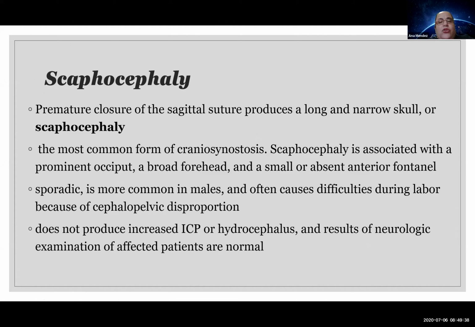Scaphocephaly is a premature closure of the sagittal suture producing a long and narrow skull. It's the most common form of craniosynostosis. It's associated with a prominent occiput, a broad forehead, and small or absent anterior fontanelle. It's sporadic, more common in males, and often causes difficulties during labor because of cephalopelvic disproportion. It does not produce increased intracranial pressure or hydrocephalus, and results of neurologic examination of affected patients are normal, okay? So if you do any surgical intervention, it's mostly because of the way it looks.